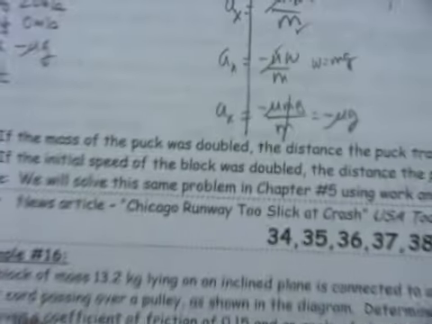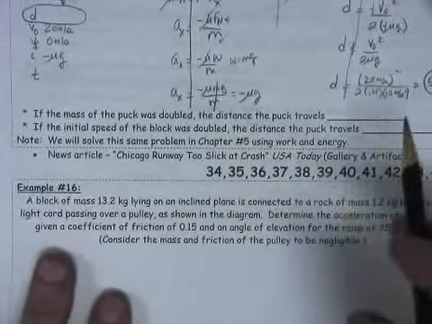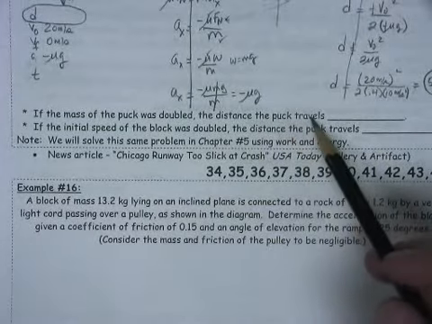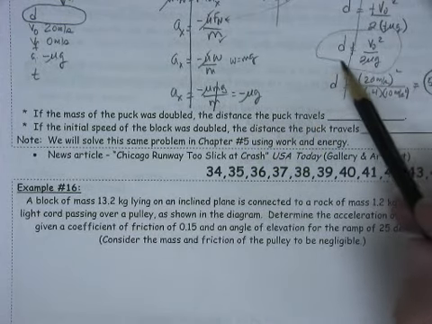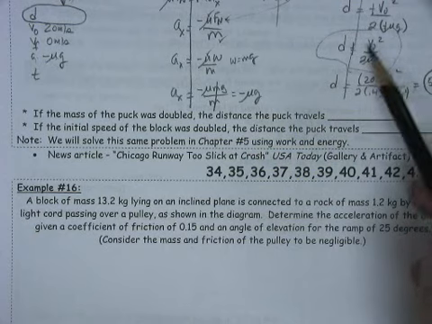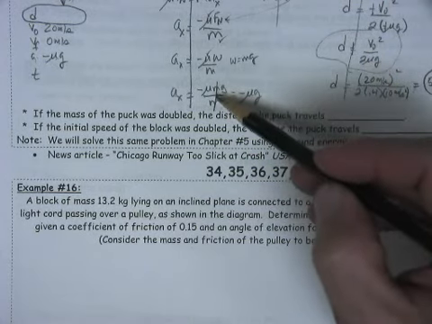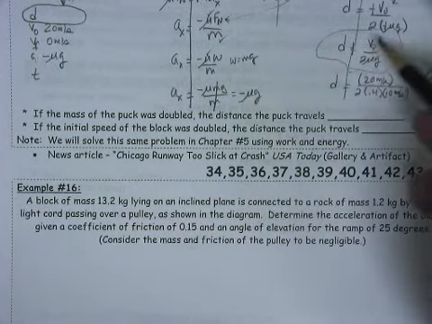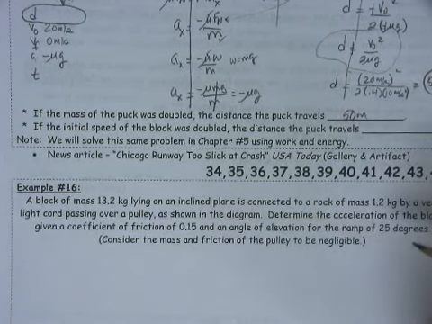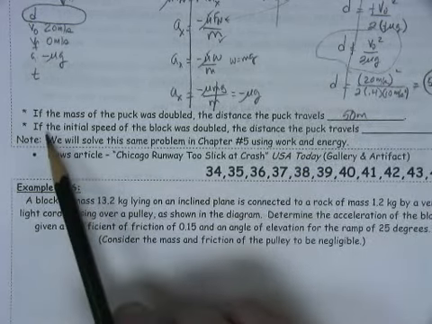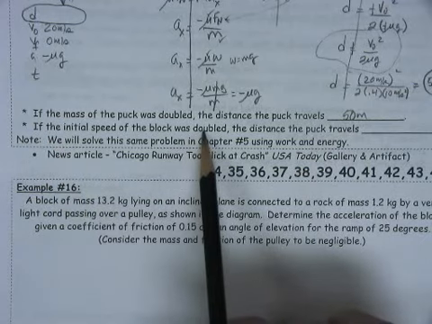All right, so we have a couple questions at the end. And here it is. If the mass of the puck was doubled, the distance the puck travels. All right, let's look at this. Let this piece right here guide your thinking. Notice, we don't have any masses. The masses actually canceled out over here. Since mass doesn't show up over here, it'll travel the same distance. It has no effect.